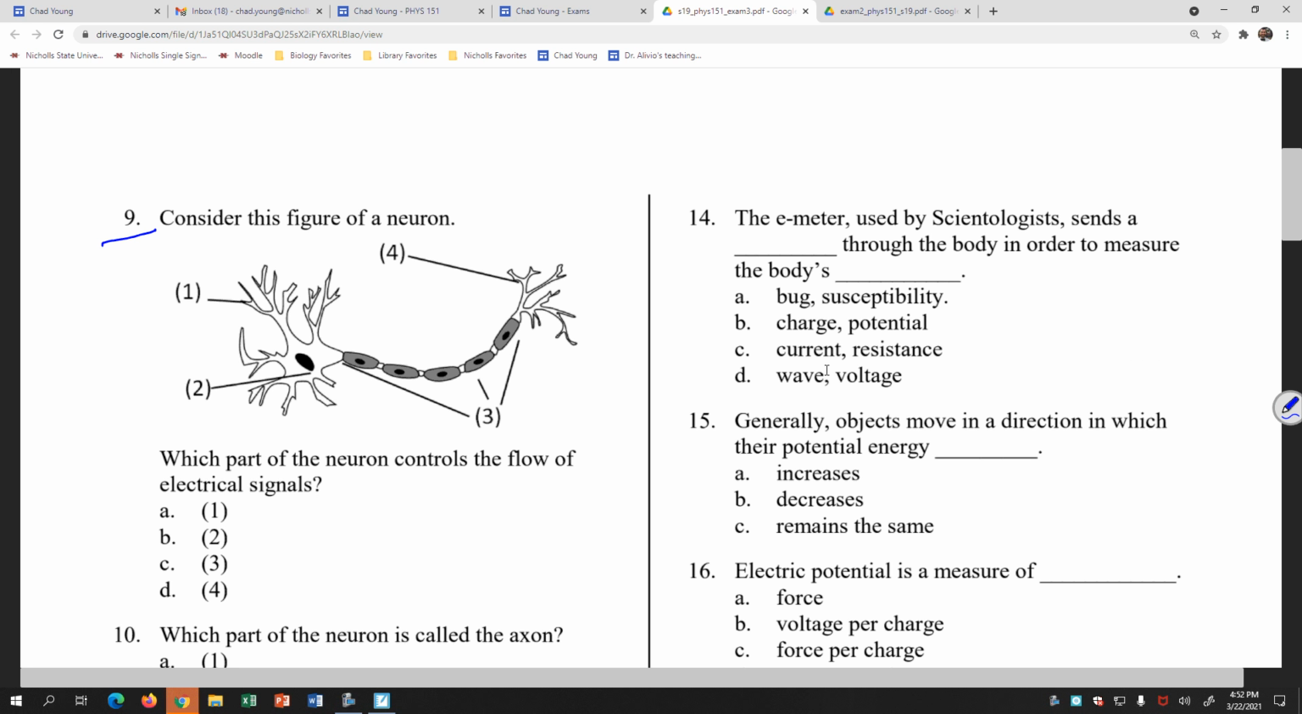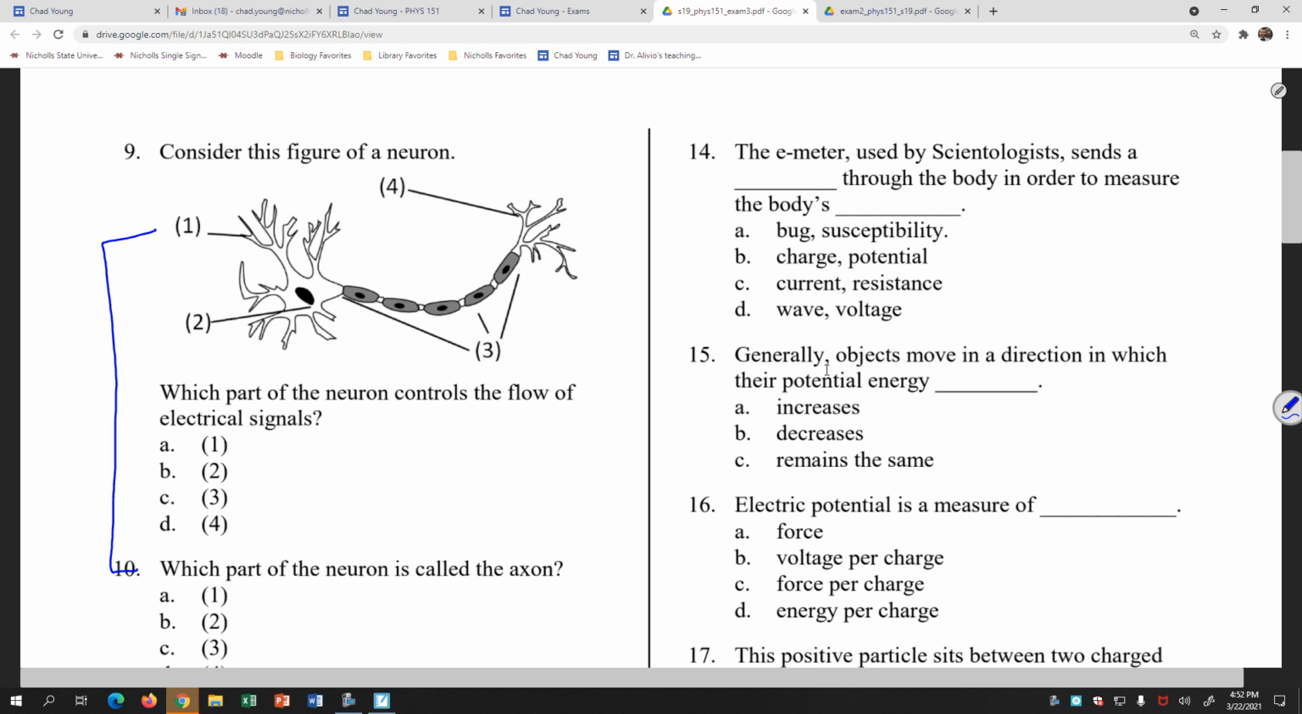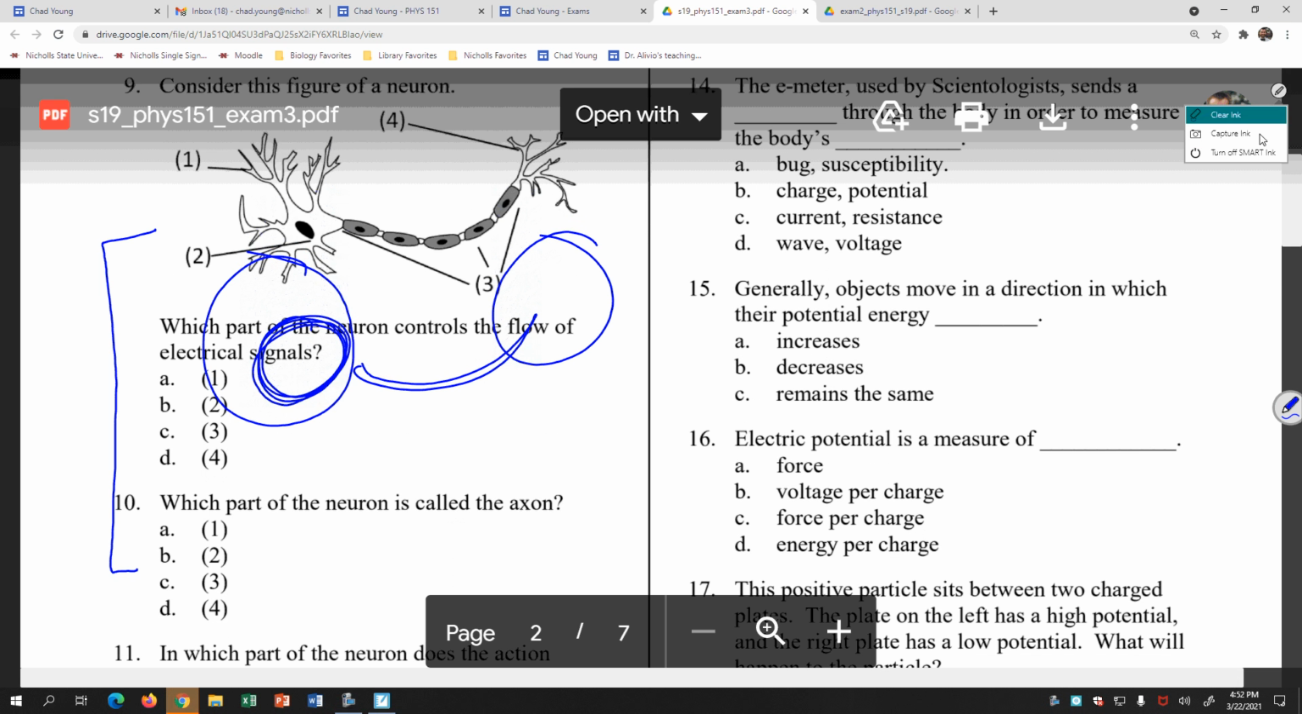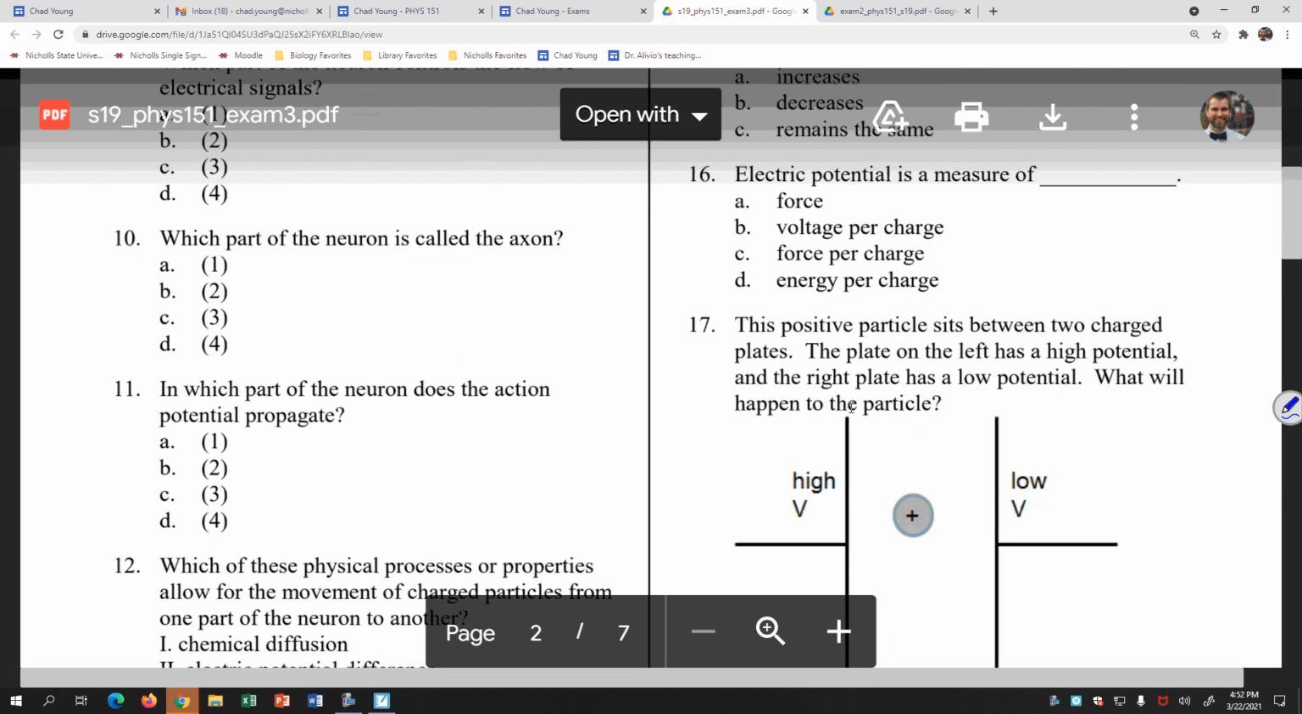Okay, you do need to know the basic parts of the neuron. I'm almost certain that I have a picture of a neuron, and make sure that you know those different parts: the dendrite, the cell body or the soma, and the axon, and the axon terminals, right? So dendrites right here, axon right here, axon terminals are synaptic terminals. Yeah, so this is the brains of the operation. The cell body, or the soma, is what controls the flow of electrical signals.